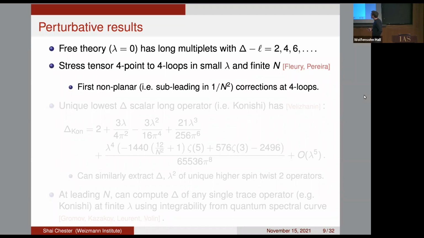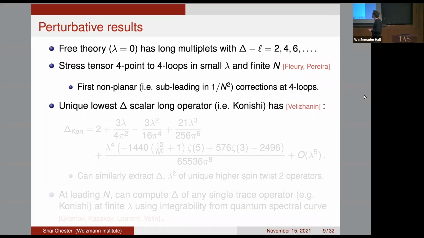And I should note as an interesting technical fact, the first non-planar correction actually occurs at 4 loops. So up to 3 loops, in all your answers you won't even see N, everything is just in terms of lambda, and you only actually see N explicitly appearing outside of lambda at 4 loops. This is because this is a protected quantity. So you can extract CFT data from this 4-point function computed at 4 loops.